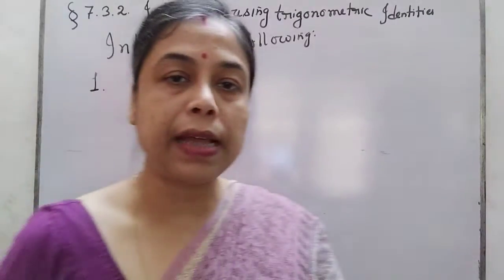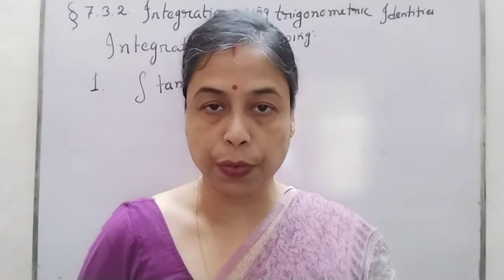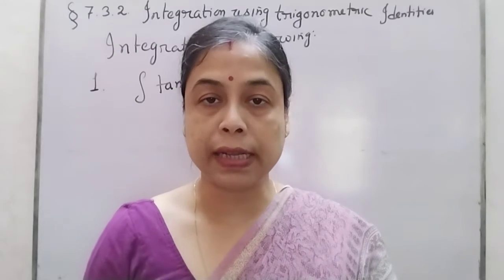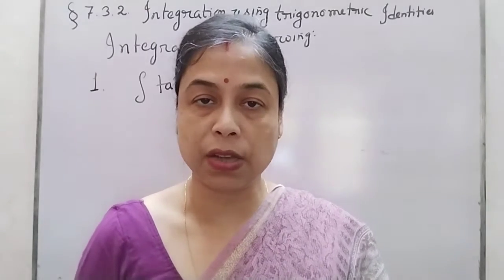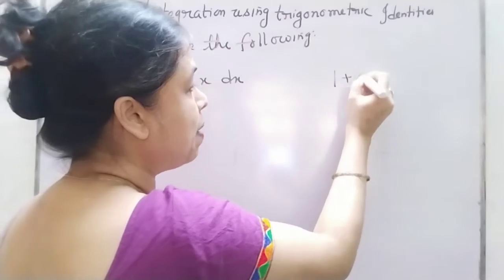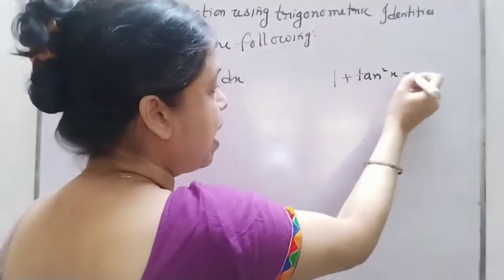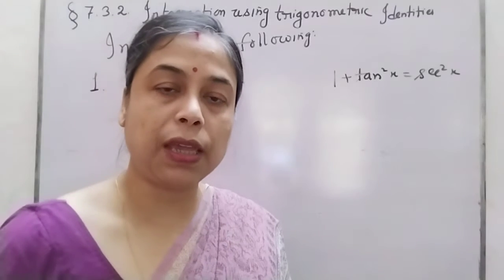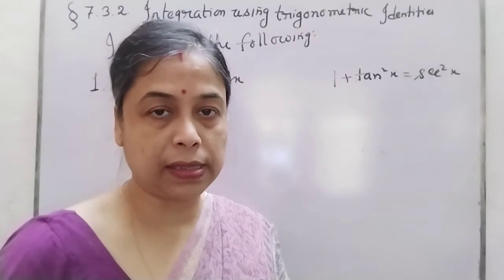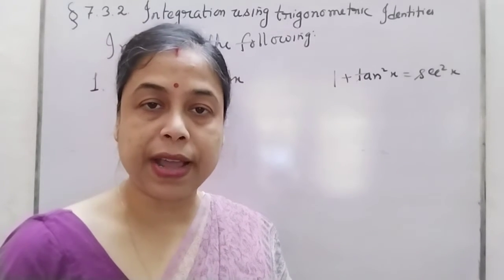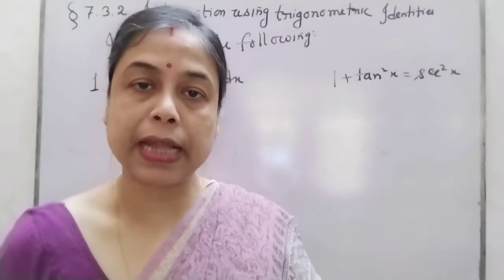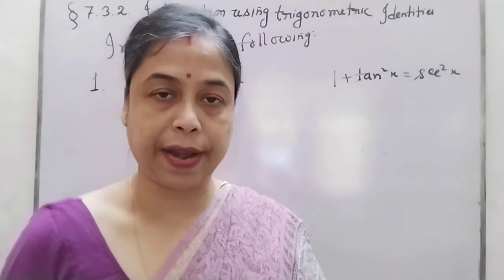You see, the integration of tan square is not known to you, but you know a relation between tan and sec. That is, 1 plus tan square x equal to sec square x, is it not? This is known to you. And also you know the integration of sec square x. The integration of sec square x is what? Tan x. So you always convert tan square x in terms of sec square x minus 1.